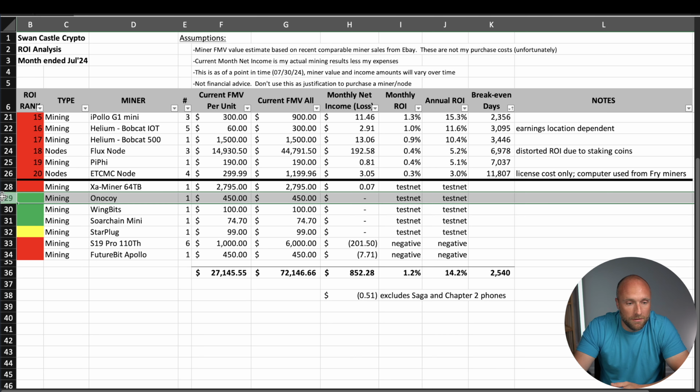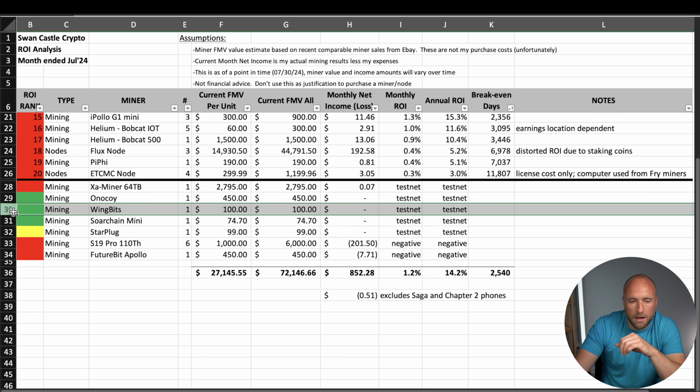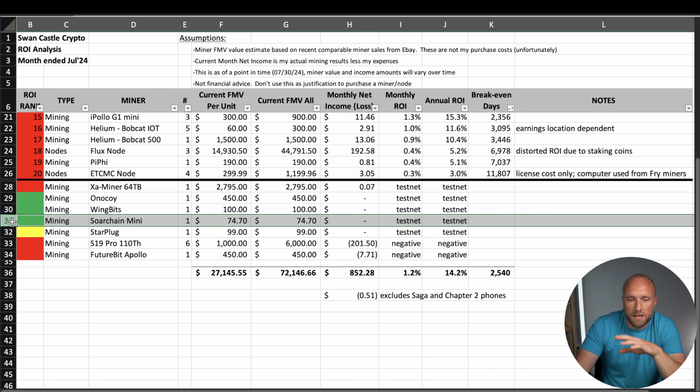Onocoy, I think this is very similar to GeoNet. I think this one would be a good one to speculate on, especially as they move towards mainnet here in the next couple months. Wingbit sounds fun. I don't know how they're going to monetize that, but it's low cost, and if you enjoy setting up antennas and tracking planes, it's a fun little project to get involved with. Swordchain Mini, I think this one's basically a new DIMO, so I think this one could be a big winner as well as they go live here in the next couple months.